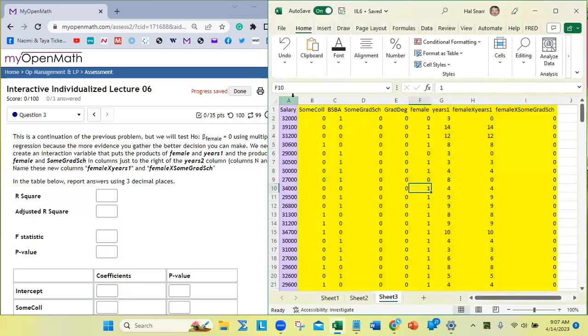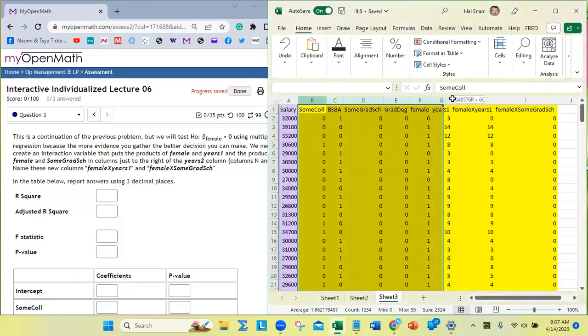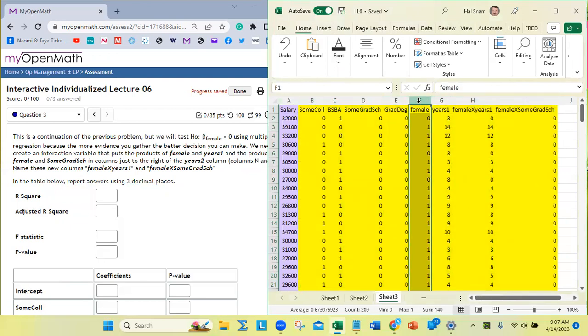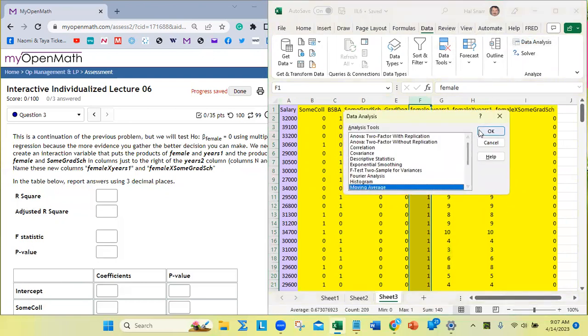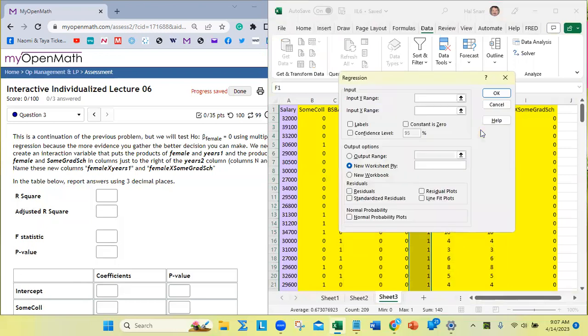Okay, so this is the thing we're predicting, and these are the things we're going to use to predict that, right? And obviously, we already know that female matters. We did that in question 2. So now it's just a matter of doing the regression, and it's the same procedure that we used in question 2. I'm going to click on the Data tab, click on Data Analysis, and find regression. I'm going to click OK.